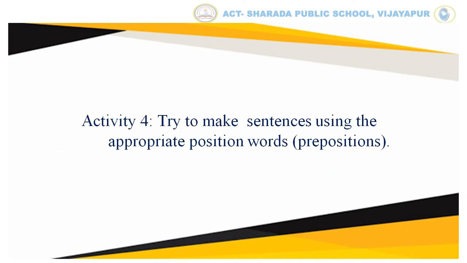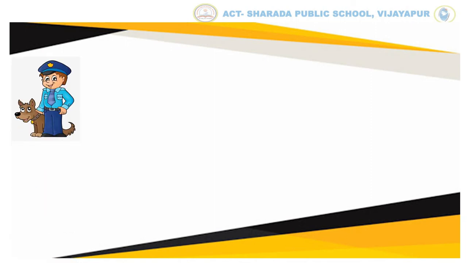Activity 4. Try to make sentences using the appropriate position words. Children, will you try? The dog is behind the man. Children, repeat each sentence after me. The dog is behind the man.